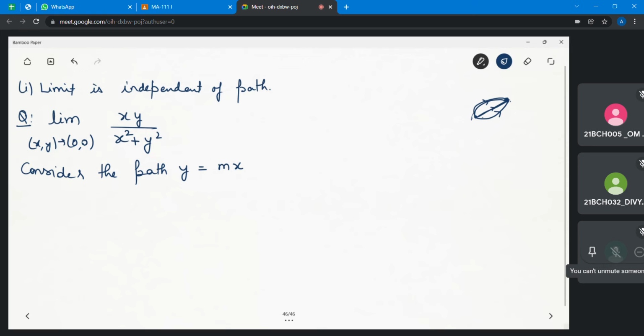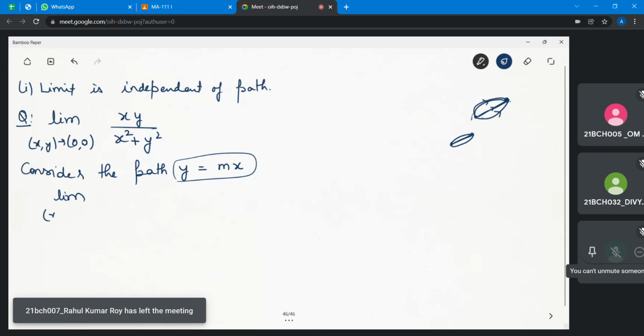So if this is a general path, suppose you have some point (x, y) from where you have to go to the origin, that is what you have to evaluate. So there would be several paths, so we are choosing in general y is equal to mx, where m is the slope that is representing the general path. So how to evaluate this limit? Limit of xy when (x, y) tends to (0, 0).